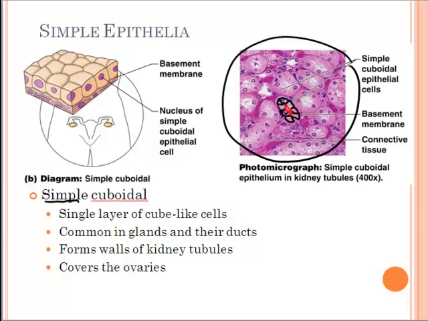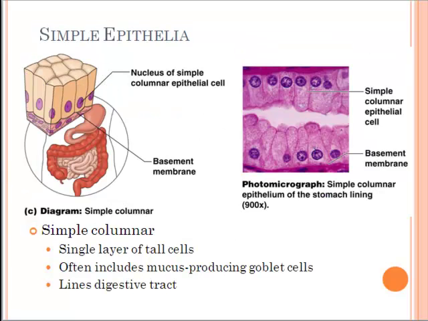It's also found in the ovaries. So in this case, because they are doing filtration, we have these cuboidal shaped cells. The next type, simple columnar. So a single layer of column shaped cells.